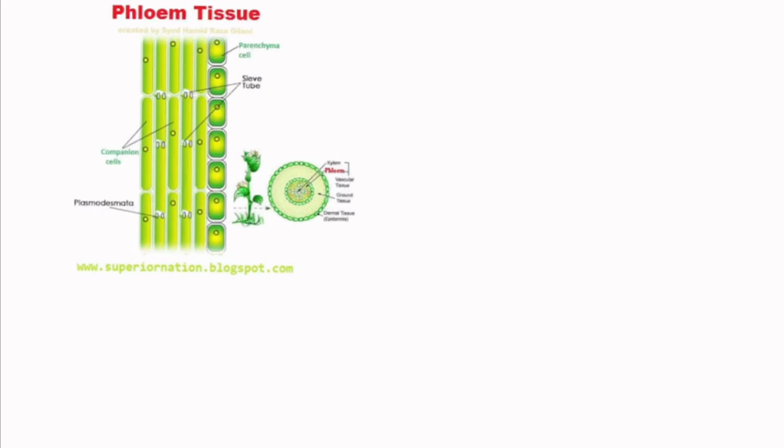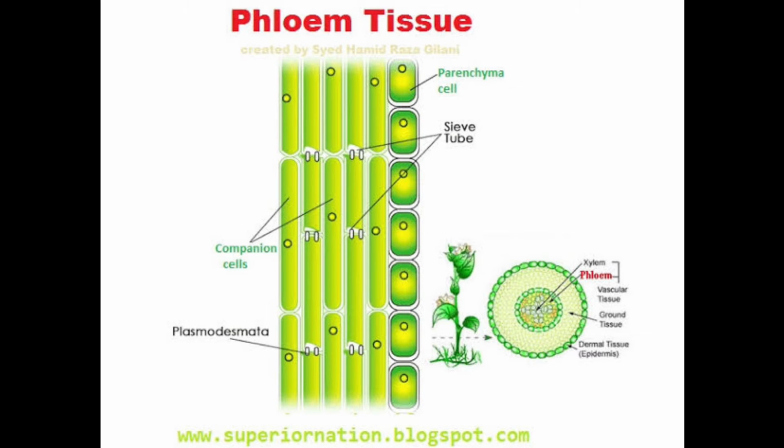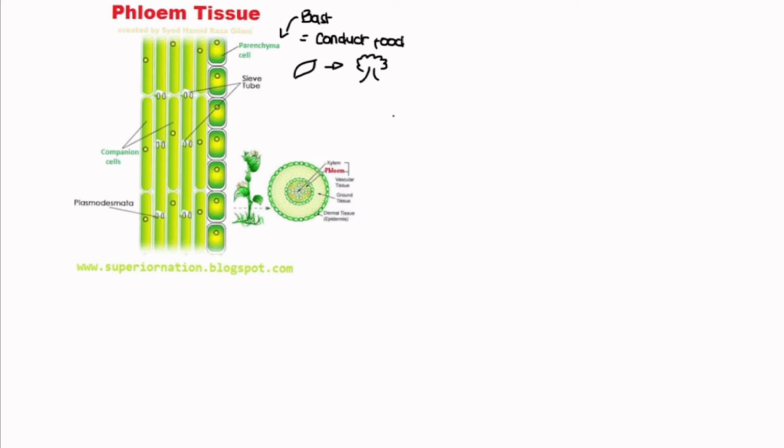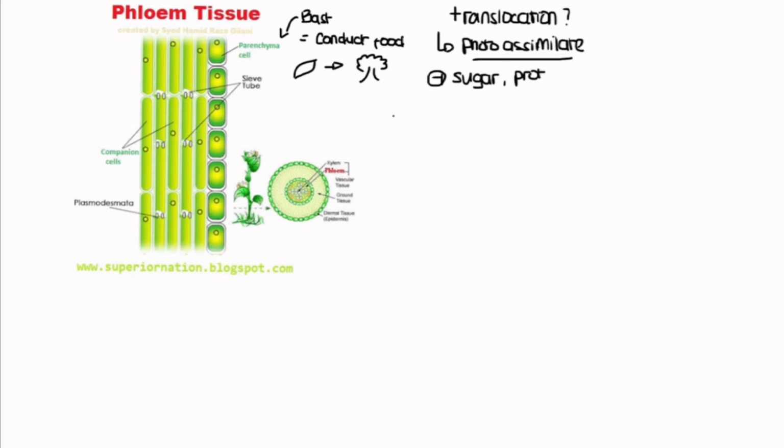Phloem, also called bast, is the tissue in plants that conducts foods made in the leaves to all other parts of the plant. Phloem is composed of various specialized cells called sieve tubes, companion cells, phloem fibers, and phloem parenchyma cells. Through the system of translocation, the phloem moves photoassimilates, mainly in the form of sucrose sugars and proteins, from the leaves where they are produced by photosynthesis to the rest of the plant.